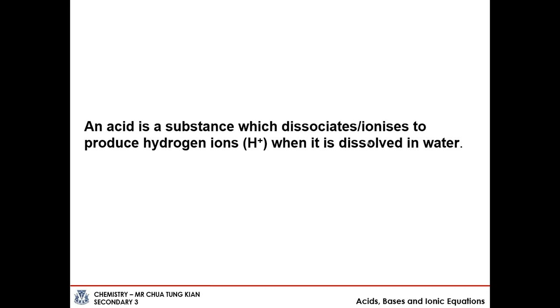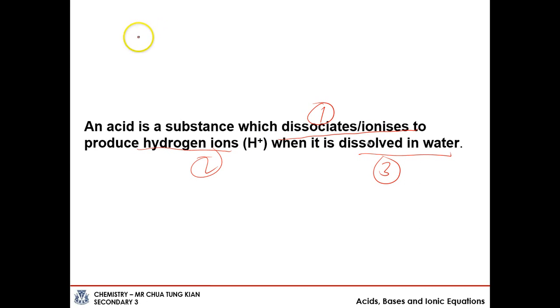A quick definition of an acid is a substance which dissociates or ionizes to produce hydrogen ions when in water. Take note, there are 3 key points here: 1, 2, 3. Without writing any of these key points, you do not have the marks for the definition of an acid.